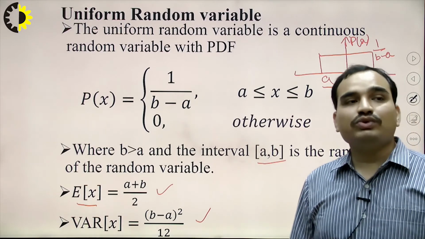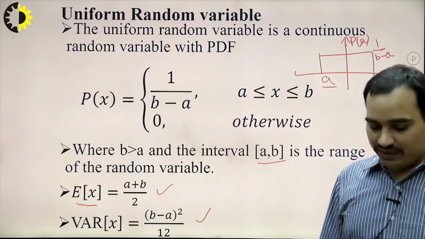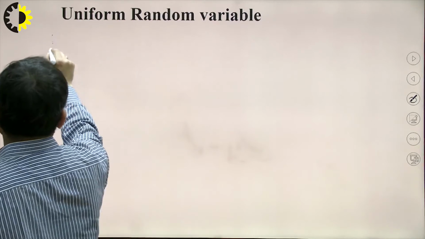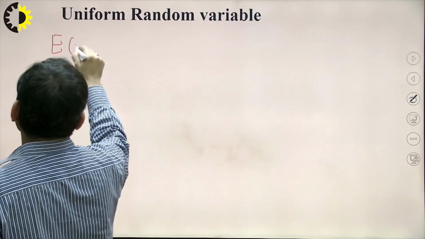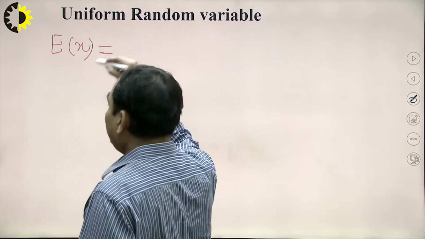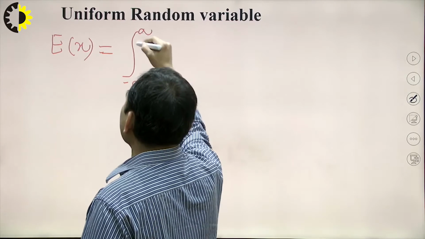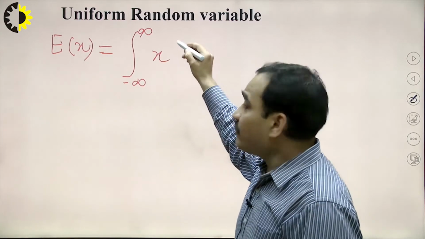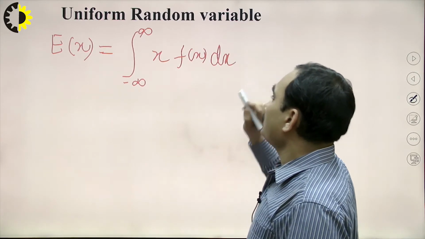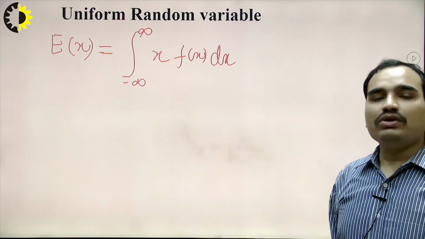Now, let us first prove the expected value for a uniform random variable. Okay. Again we know that for a continuous random variable, we can calculate the expected value. Since it is continuous, we have to take the integration from minus infinity to infinity of x f of x, that is the PDF, dx. The PDF for the uniform random variable we already know, that is equal to 1 upon b minus a.